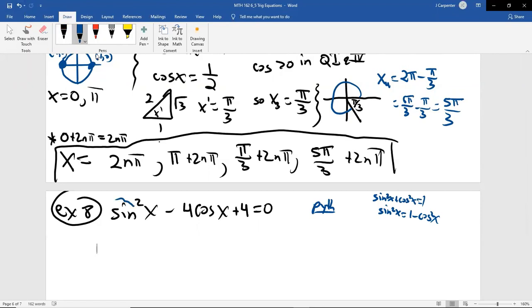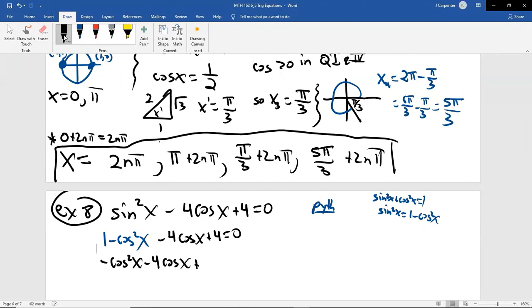So that's the replacement I'm going to do here. So that becomes 1 minus cosine squared of x. I don't need any parentheses because nothing else fancy is going on there. Then minus 4 cosine of x plus 4 equals 0. Well, the 1 and the 4 make a 5. The cosine squared should be the first term, so that's negative cosine squared of x minus 4 cosine of x plus 5 equals 0. And then some of us might be able to go straight to factoring.